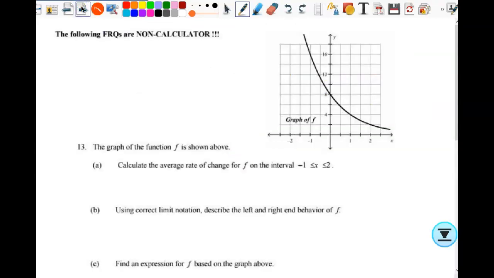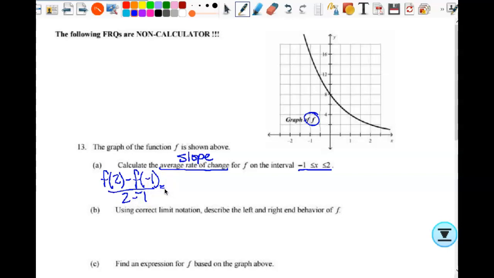All right, so here's our first FRQ. This is non-calculator. I want to calculate the average rate of change. Average rate of change is just slope. And how you show your work for slope, remember, is very, very important. This is the graph of f, and this is my interval. So I want f of 2 minus f of -1 over 2 minus -1.